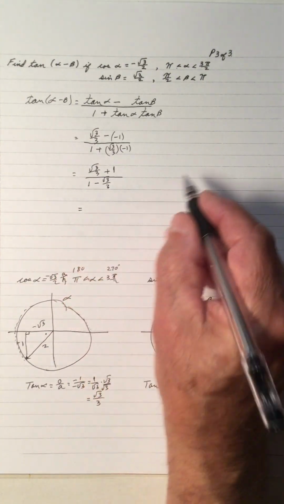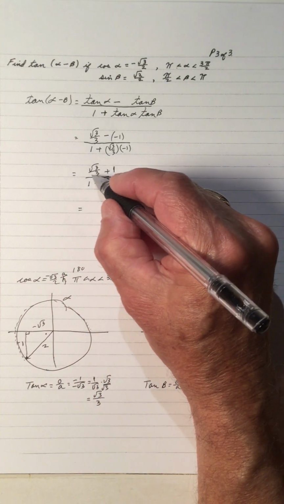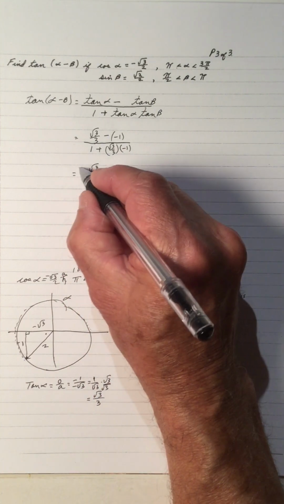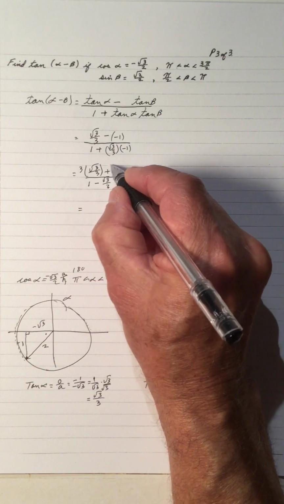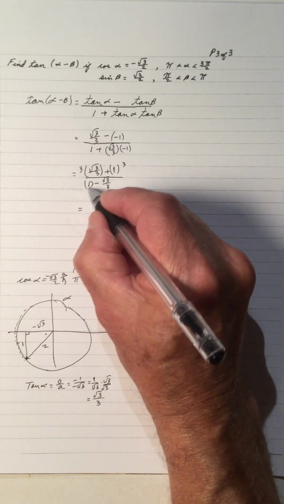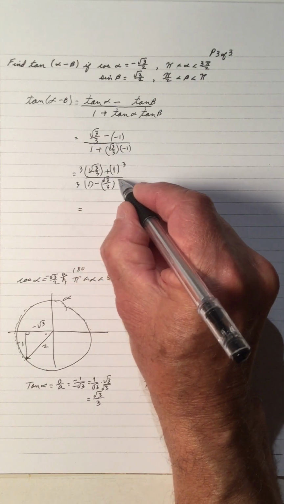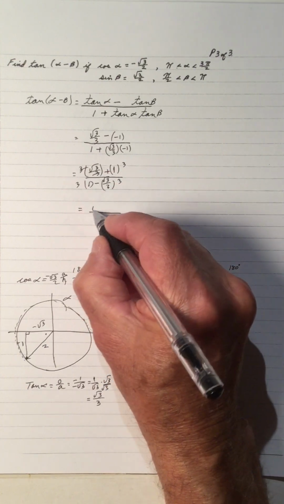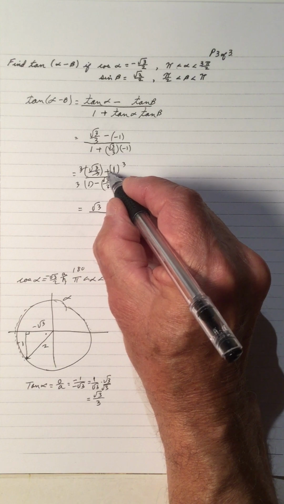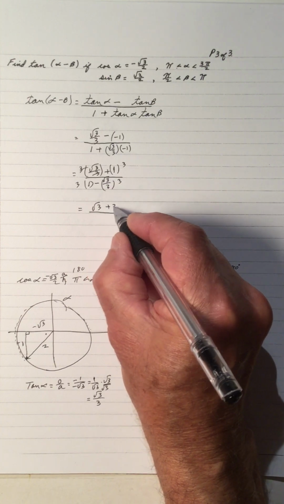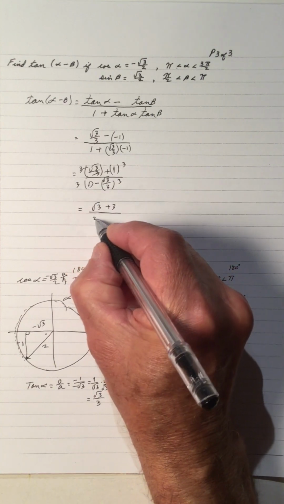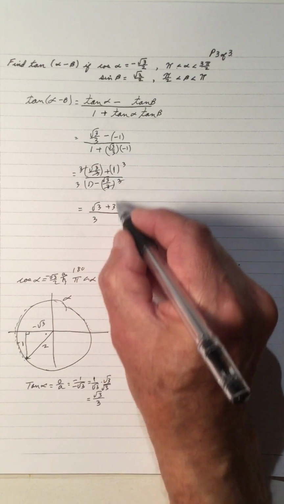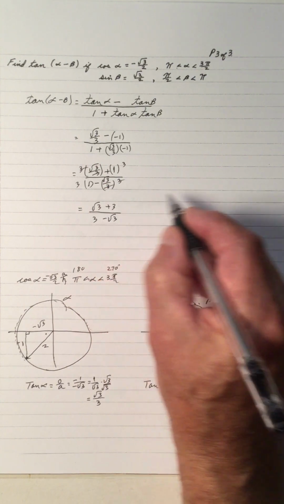So now, again, we have a complex fraction. The LCD for top and bottom is 3, so we'll multiply each part by 3. The quickest way to do it is to multiply everything by 3. The 3 cancels out, we get a √3. And 1 times 3 is 3. 3 times 1 is 3. The 3's cancel out, and I get a negative √3.